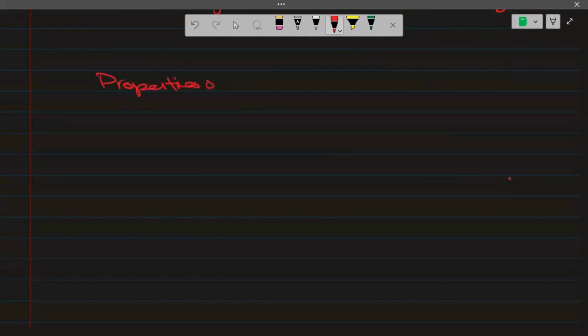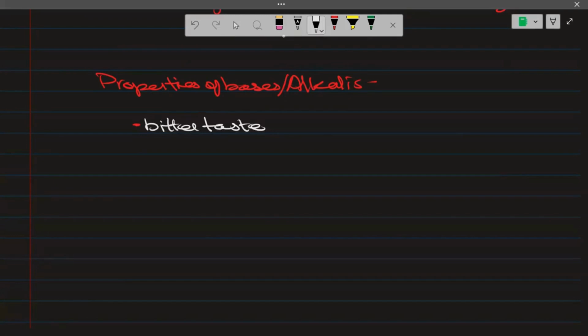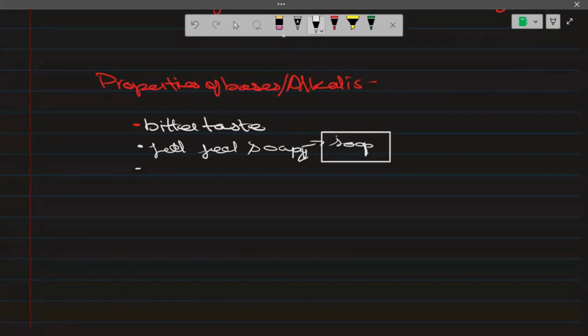Properties of base slash alkalis. What's the first property? The first property is that it has a bitter taste, and they also feel soapy. Soapy means if you take a soap, it feels a little bit slippery. That's the feeling of a soap, as soap is a base. You should know that.